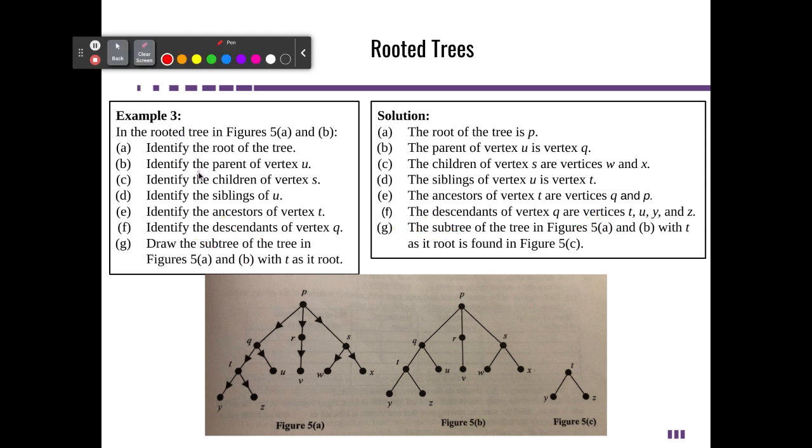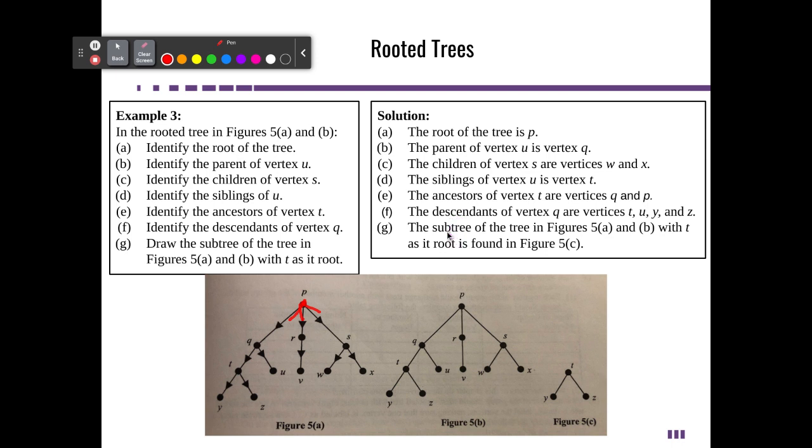So now looking at this, it's like a specific example for you to use the vocabulary and apply it and see whether or not it's making sense. In figures 5a and 5b, what we're trying to do is identify different parts. In the first one, identify the root of the tree. In this particular case, the root would be where we start. Since this starts up here and points down to the leaves, that means that P is going to be our root.